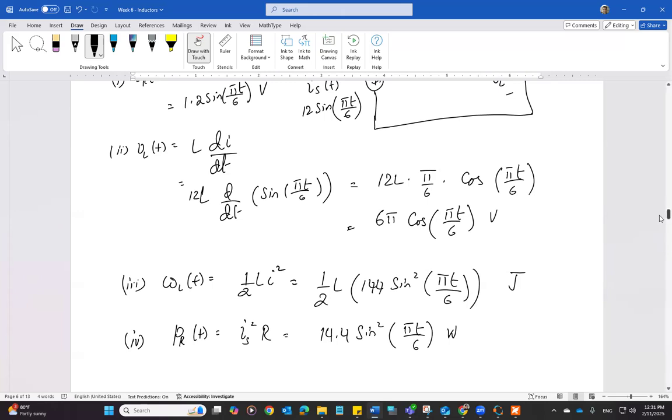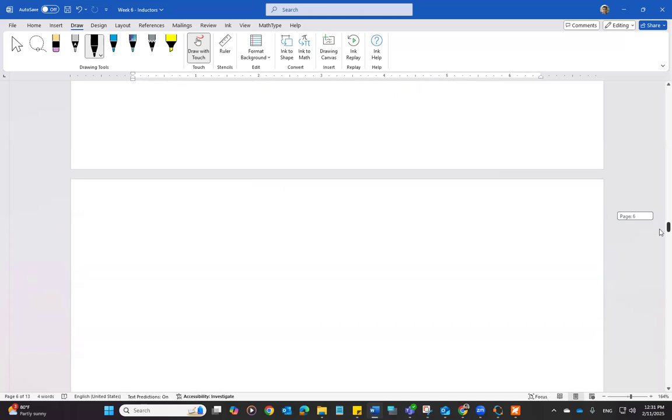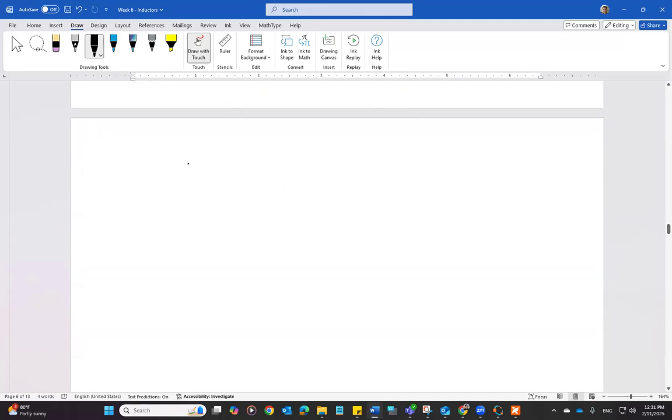All right, next thing is if a circuit is operating at a steady state, that is, if the inductor is acting as a short circuit, then you're going to find different values of voltages and current.